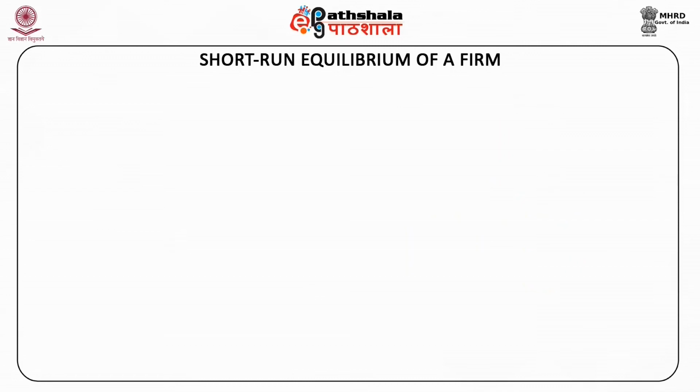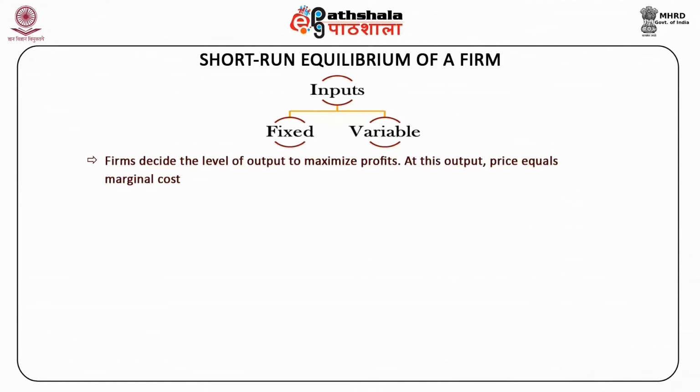Now we'll be looking at the short-run price and output for a perfectly competitive firm. In the short run, some inputs are fixed and some are variable. Since the prices are determined by the market forces, competitive firms have to decide their level of output to maximize profits. This is the output at which the price equals marginal cost. In other words, the optimum level of output of the firm is the output at which the firm maximizes its profits or minimizes its loss.